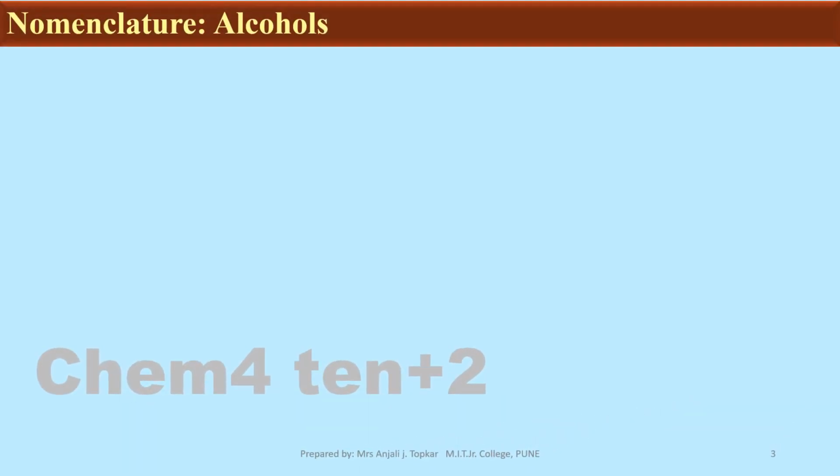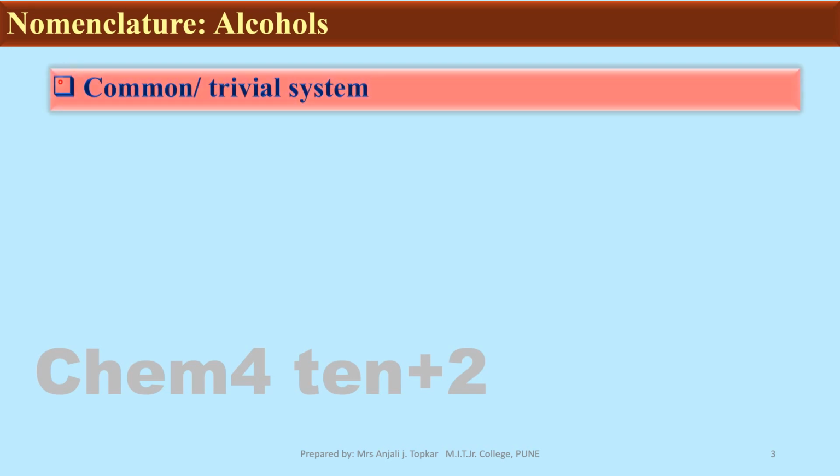Dear students, now we are going to understand nomenclature in alcohols. There are three systems of nomenclature of monohydric alcohols. The first system is the common or trivial system.